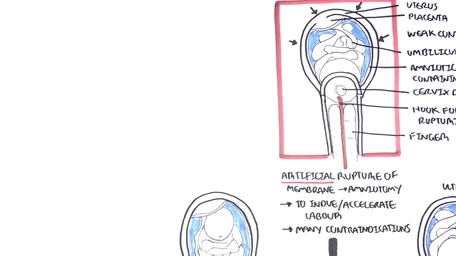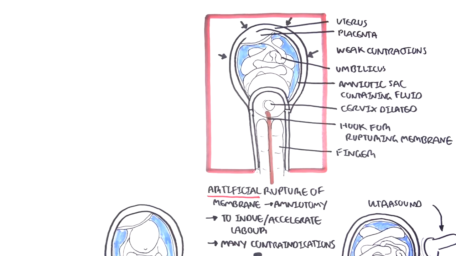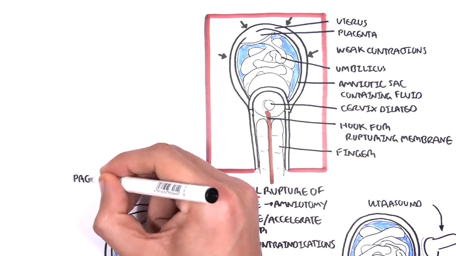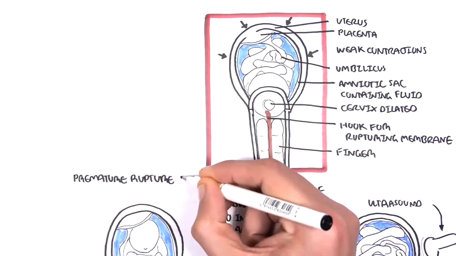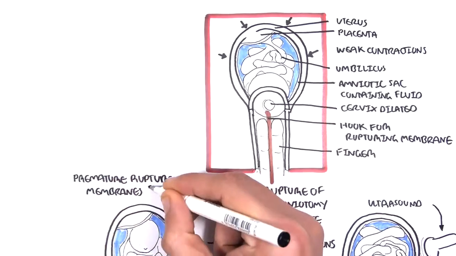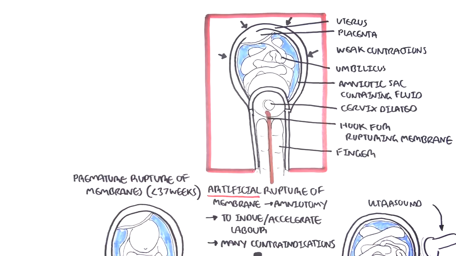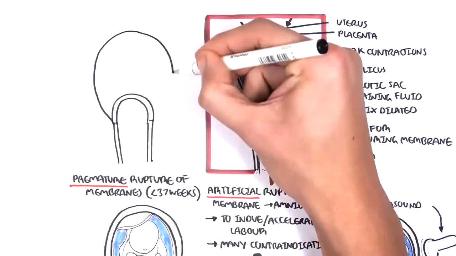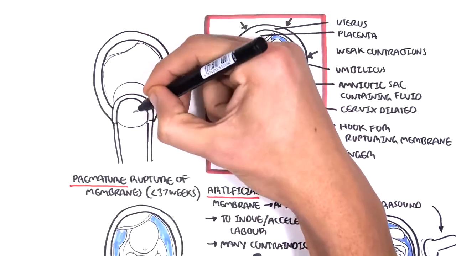Again, just recapping, you have spontaneous rupture of membranes, which occurs spontaneously during labor or before. Then you have artificial rupture of membranes, which is performed by someone to help induce labor or help accelerate labor. Then there is rupture of membranes that happens before term. So what I mean is before 37 weeks, and this is called premature rupture of membranes. And again, this is rupturing of the amniotic sac before 37 weeks gestation.